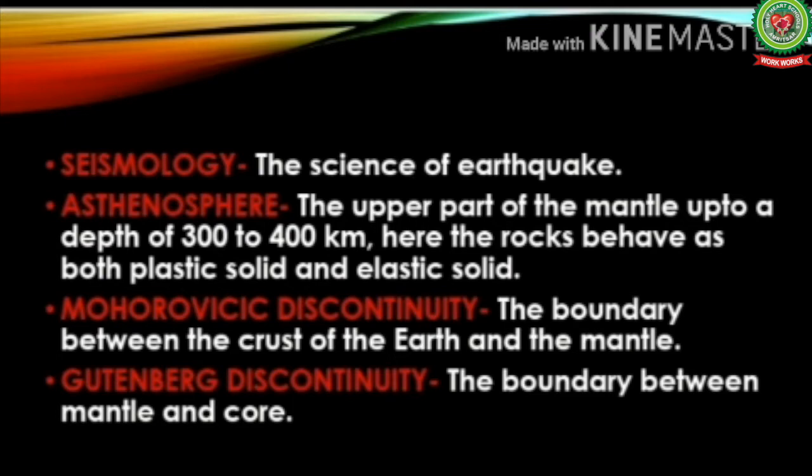Number 8, Asthenosphere, the upper part of the mantle up to a depth of 300 to 400 km. Here the rocks behave as both plastic solid and elastic solid. Number 9, Mohorovicic discontinuity, the boundary between the crust of the Earth and the mantle. And number 10, Gutenberg discontinuity, the boundary between mantle and the core.